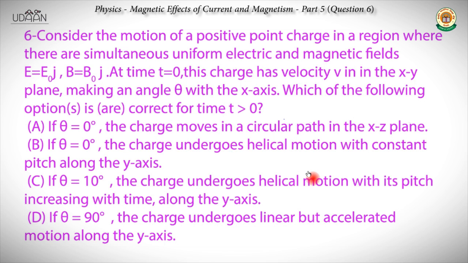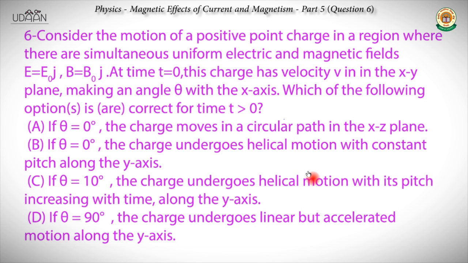Which of the following options are correct for time t greater than 0? Option A, if theta is equal to 0 degree, then the charge moves in a circular path in the xz plane. B, if theta is equal to 0 degree, the charge undergoes helical motion with constant pitch along the y-axis. Option C, if theta is equal to 10 degree, the charge undergoes helical motion with its pitch increasing with time along the y-axis. And option D, if theta is equal to 90 degree, the charge undergoes a linear but accelerated motion along the y-axis.